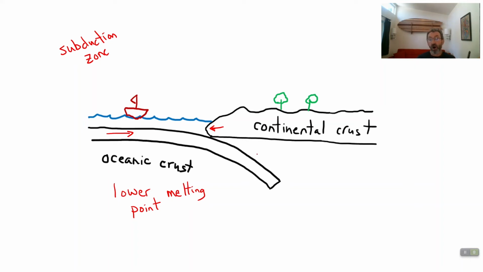And because this is all relatively close to the surface, there's not as much pressure, and so this is a perfect situation for melting the oceanic crust and forming magma. So this is the oceanic crust melting and forming magma.